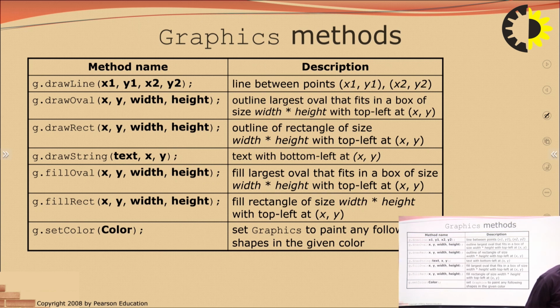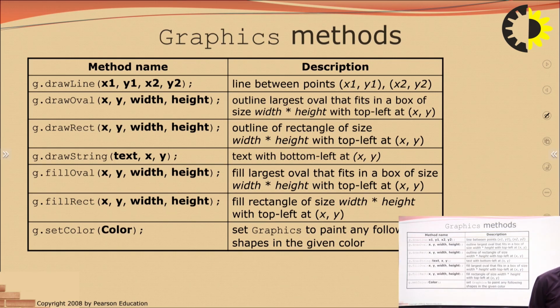So g is the object which belongs to the Graphics class. It draws the line between the points x1 y1 and x2 y2. For the oval shape, you can draw the oval via x, y, width and height. This outlines the largest oval that fits in a box of size width by height with the top left at xy. Draw rectangle also takes 4 inputs, the dimensions. It outlines the rectangle of size width by height with the top left at xy.